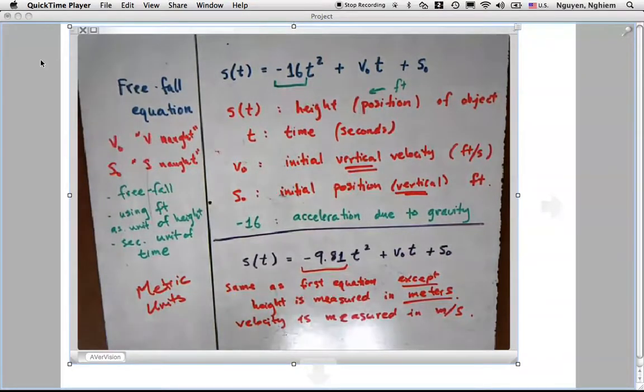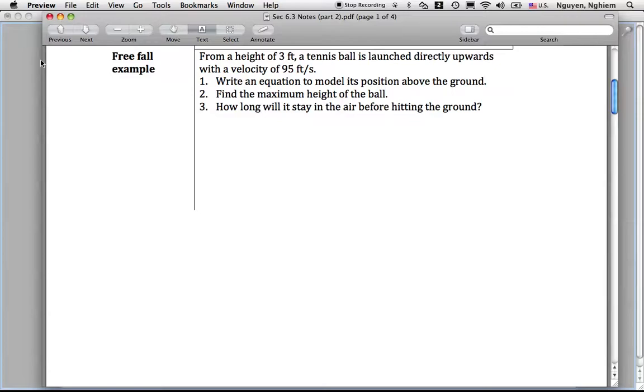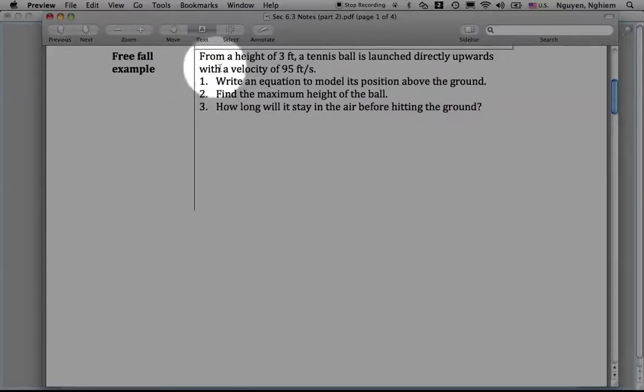Now we're going to take a look at a problem that applies this equation. The problem says: from a height of 3 feet, a tennis ball is launched directly upwards. Directly upwards is a very important part of this problem, with a velocity of 95 feet per second. Write an equation to model its position above the ground.